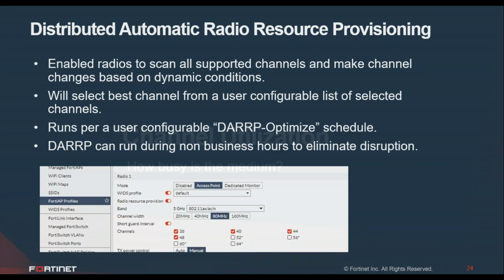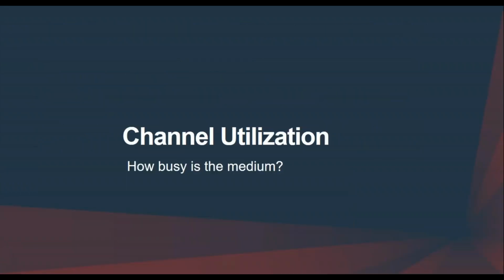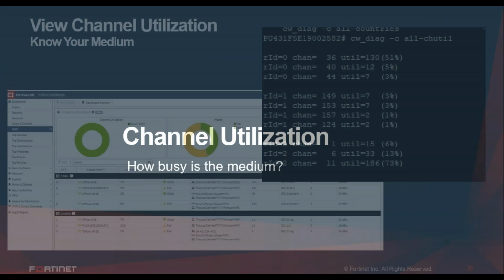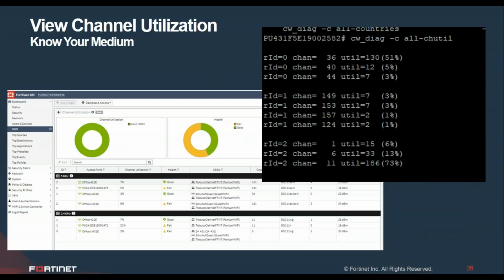And how do you determine exactly how good of a job it did, and how busy are your channels, and how busy is the medium overall? The access points in the FortiGate are always scanning, taking a look at the channels and the spectrum and how busy those channels are. This information is shown to you both in the web interface on the FortiGate and even from the CLI of the access point.